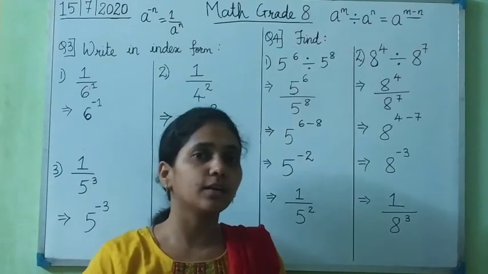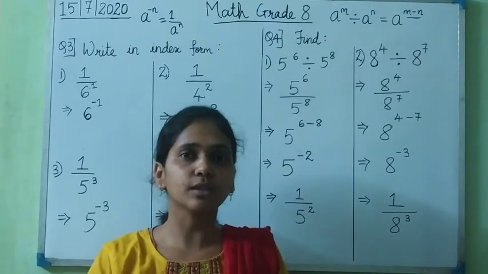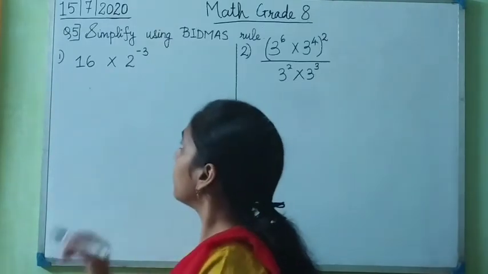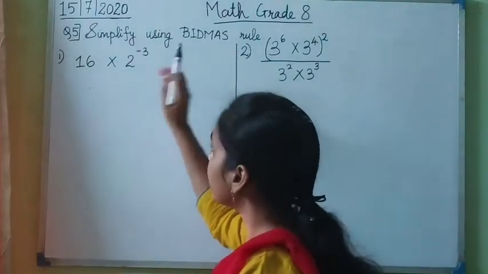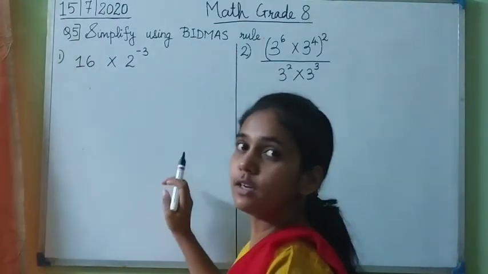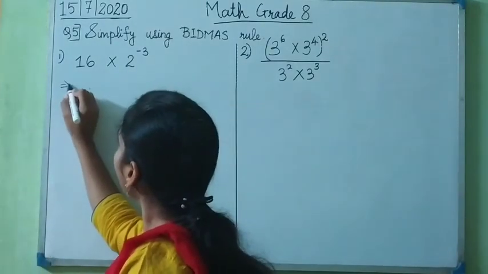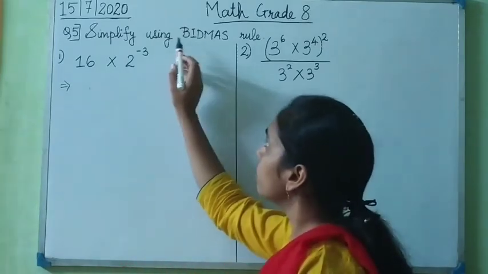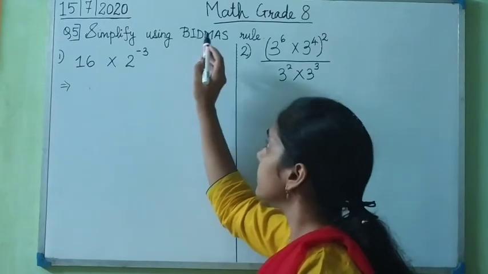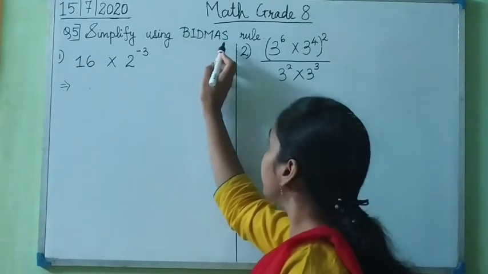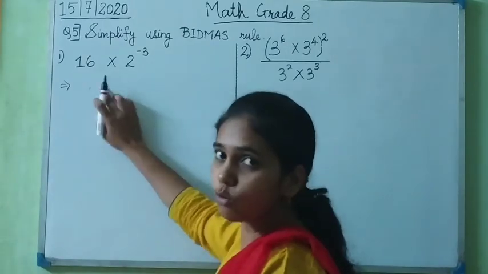Now we will see some examples based on the BIDMAS rule. How to simplify some sums using the BIDMAS rule. Now we see the fifth question, which is simplify using BIDMAS rule. We have to simplify the given sums using the BIDMAS rule. In the first example, what is the BIDMAS rule? First we have to solve the bracket, then indices, then division, multiplication, addition and subtraction, right? So here in the first question, can we see any bracket? No, there is no bracket.